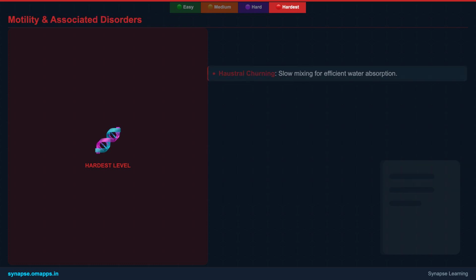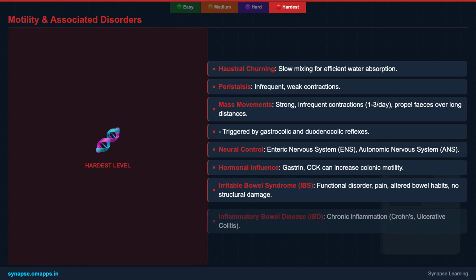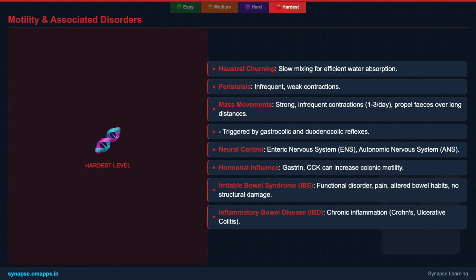The large intestine's motility, though slower than the small intestine, is meticulously coordinated. Haustral churning, slow mixing movements, ensures thorough water absorption. Peristalsis, while present, is less frequent. However, the most significant movements are the powerful mass movements, occurring just a few times a day, which propel feces over long distances towards the rectum.